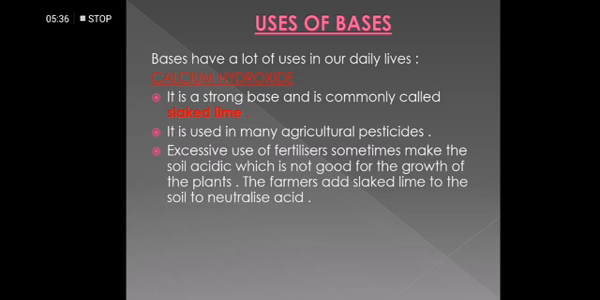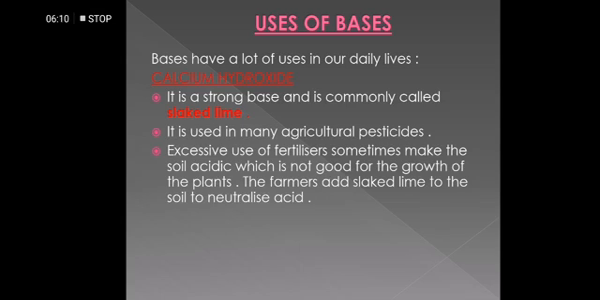It is used in many agricultural applications. Excessive use of fertilizers makes the soil acidic. See, when farmers use an excess of fertilizers, the soil turns acidic in nature. And acidic soil is not at all good for the growth of the plants. So, to make the soil suitable for the growth of the plants, the farmer needs to make the soil a balanced one again. For that, they use a base to neutralize the effect of the excess acid in the soil.